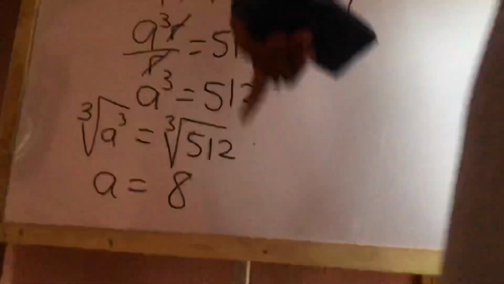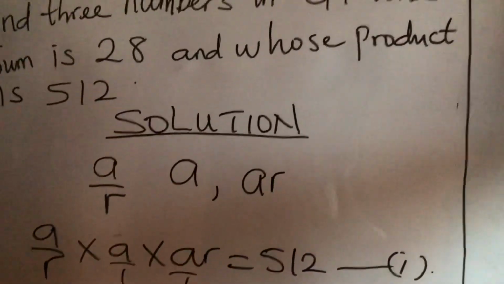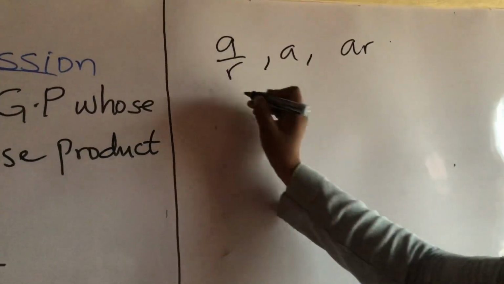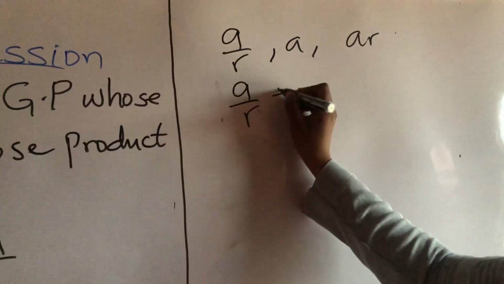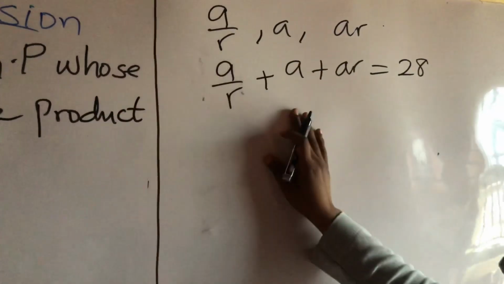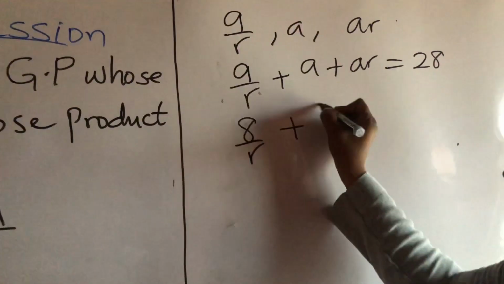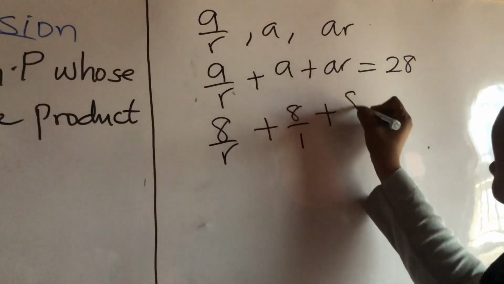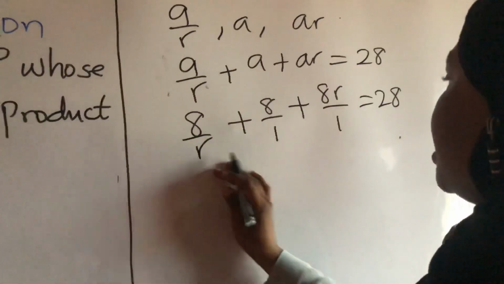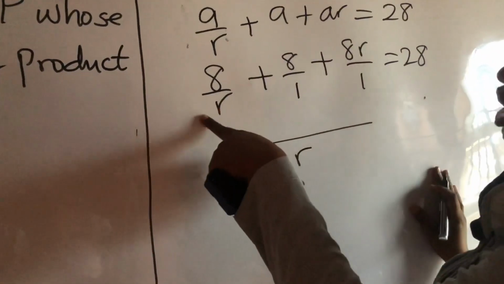Now, they said that their sum is equal to 28. So let's write it back: A over R, A, then AR. Adding them together, A over R plus A plus AR is equal to 28. So let's substitute the value of A here. We have 8 over R plus 8 over 1 plus 8R over 1 is equal to 28. From here, find the LCM. The LCM will be R.